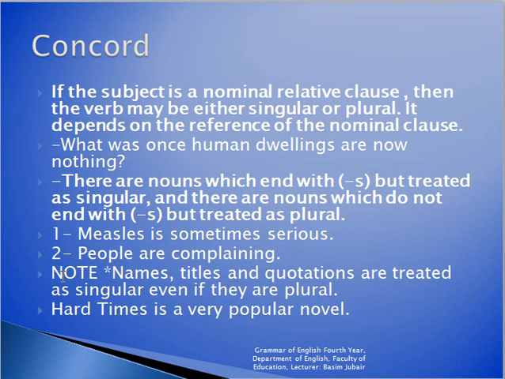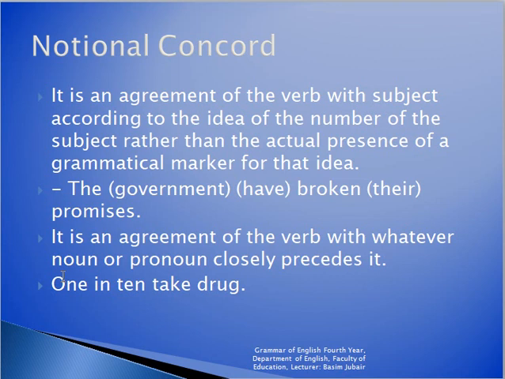There is another type of concord, which is notional concord. Sometimes we cannot judge whether the subject is singular or plural. In certain cases, we cannot recognize whether the subject is singular or plural. Why? Because it conveys both a singular noun and a plural noun. Now, what to do? Here we depend on the notion. And here it is called the notional concord.